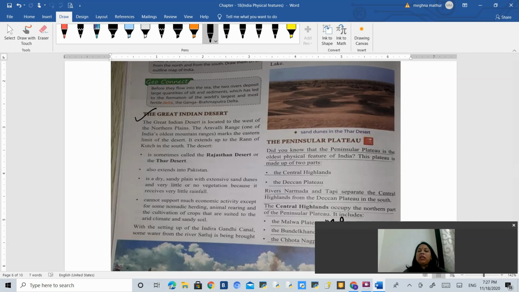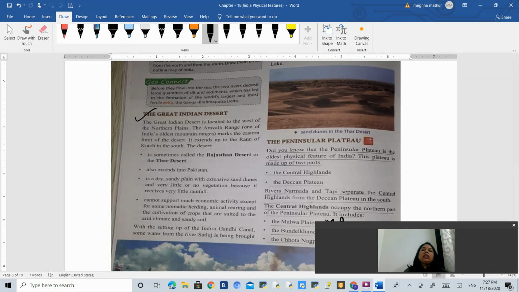Now you know that we are living in Rajasthan, so we know that the Great Indian Desert lies in Rajasthan only. Because this desert is in the western area where the winds and monsoon do not reach. That is why this area is very dry. It receives very less rainfall. That is why it has converted into a desert.